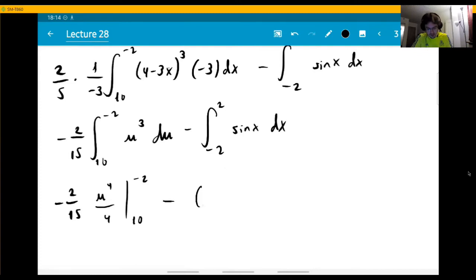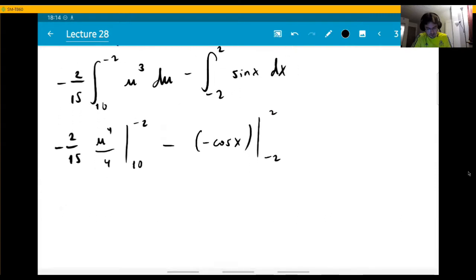Minus. The integral of sine is minus cosine. The derivative of cosine would be minus sine. So when you're integrating just sine, that will give you minus cosine, calculated between the endpoints here, which never changed. The u substitution only applied to the first integral. So between minus 2 and 2.